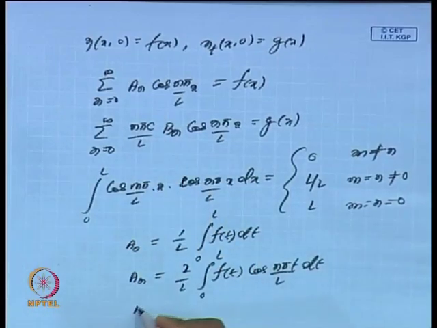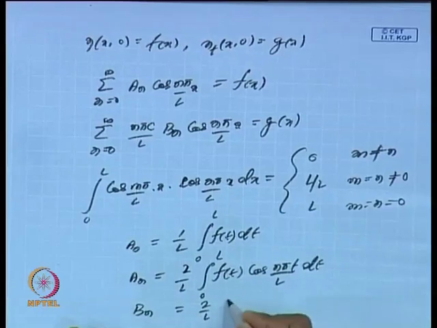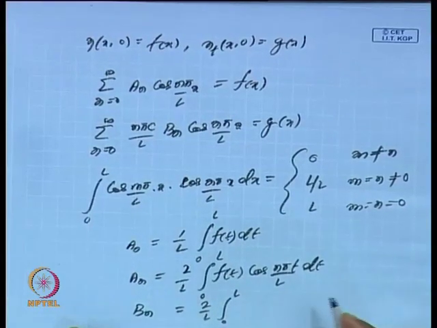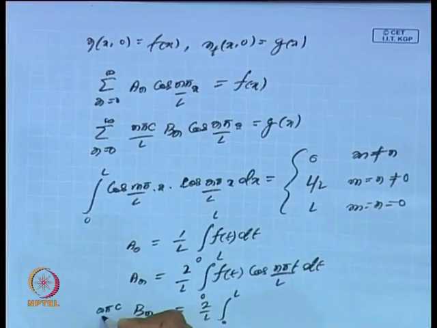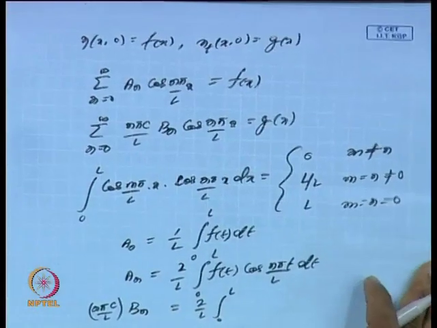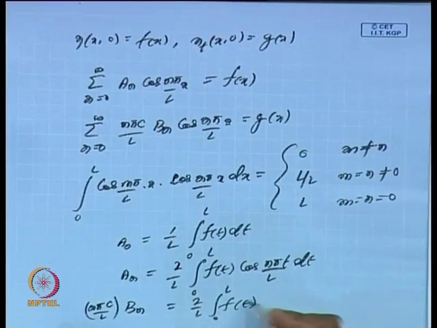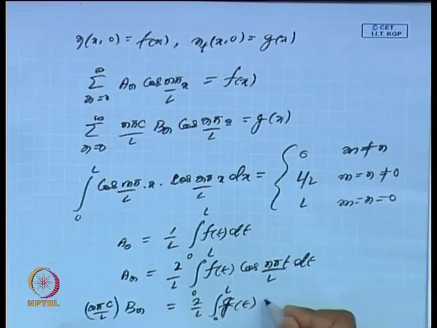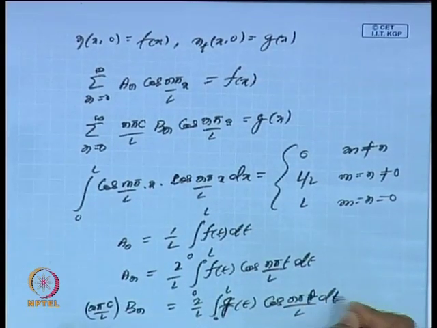and in a similar manner if I utilize this one, this is like the Fourier coefficient. This will give me 2 by L, 0 to L, n pi c by L into b_n. This gives me f(t), g(t) into cos(n pi x by L) dt, and this is called t, this is t.